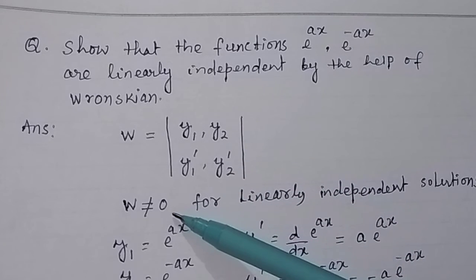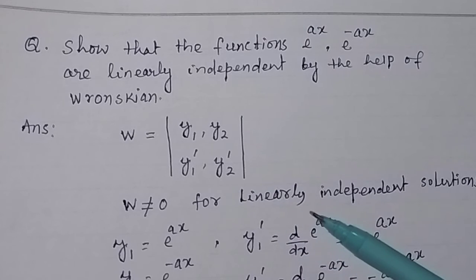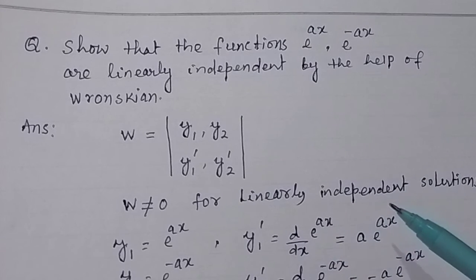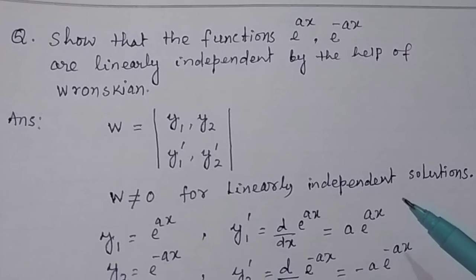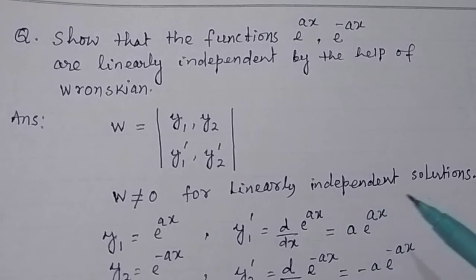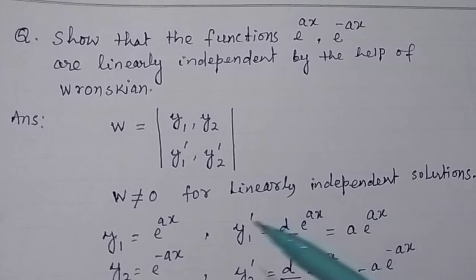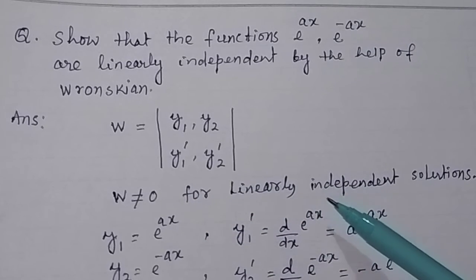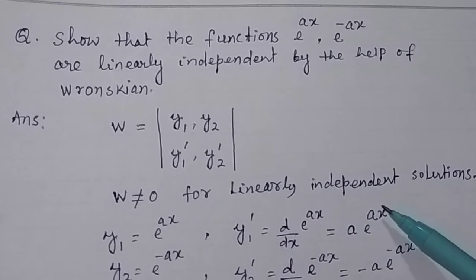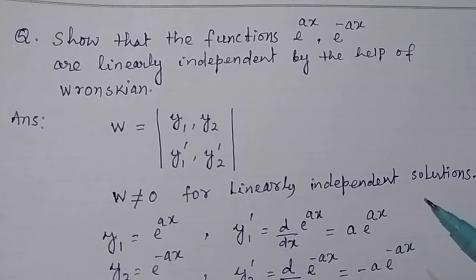If the Wronskian is not equal to 0, then the two solutions or two functions are linearly independent. So for linearly independent solutions or functions, the Wronskian is not equal to 0, and if the Wronskian is equal to 0, then the solutions or functions are linearly dependent.